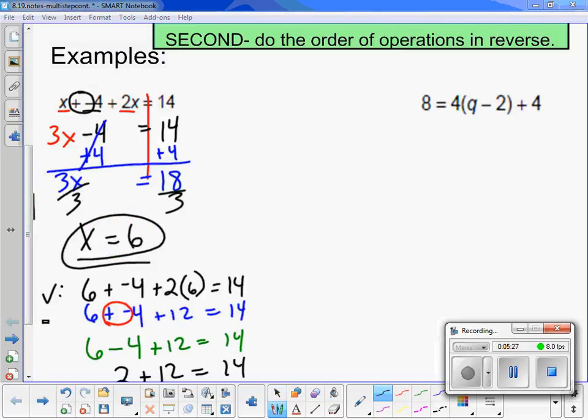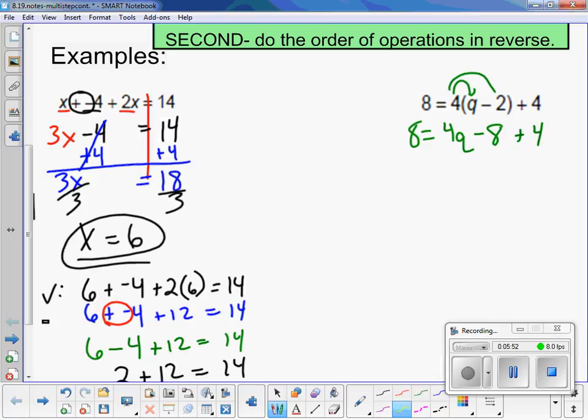Okay, looking at the next problem, I look at the left-hand side and it is as simple as it gets, but when we look at the right-hand side, we have parentheses with an operation going on inside of them, so that means I can use distributive property. So 4 times q is 4q. 4 times a negative 2 is negative 8, so we say minus 8, bring down the plus 4.